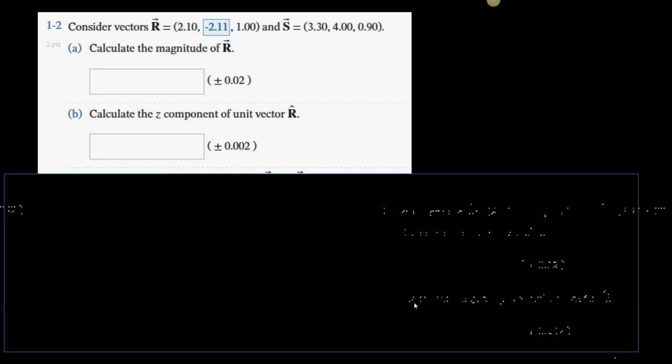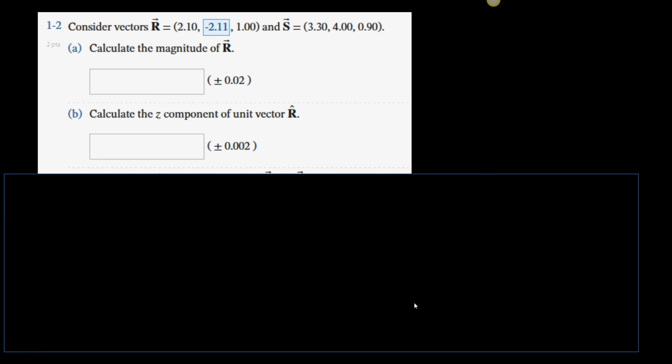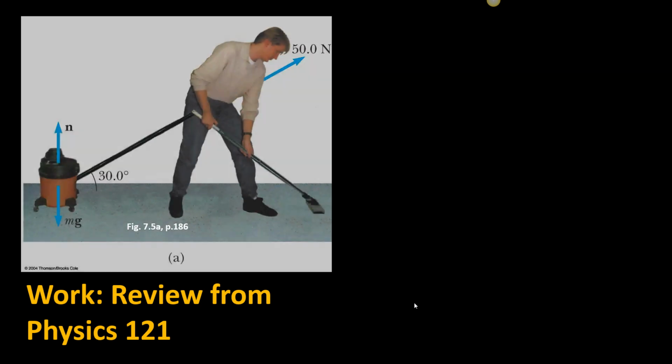So I've put in some text here, maybe, to do that. It doesn't look like we're going to do it today. We'll do it later. Instead, we're going to go to the next question, which is, can we understand how to do products of vectors? And so we're going to go to chapter 7, where we did work, and talk about what component of a vector is along the direction of acceleration for the vacuum cleaner.